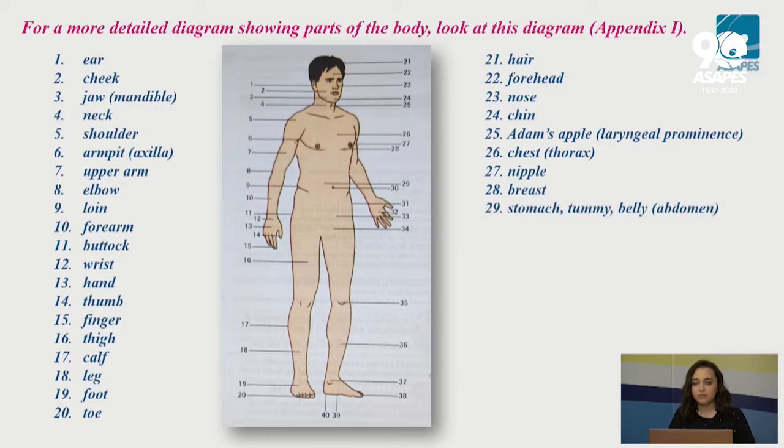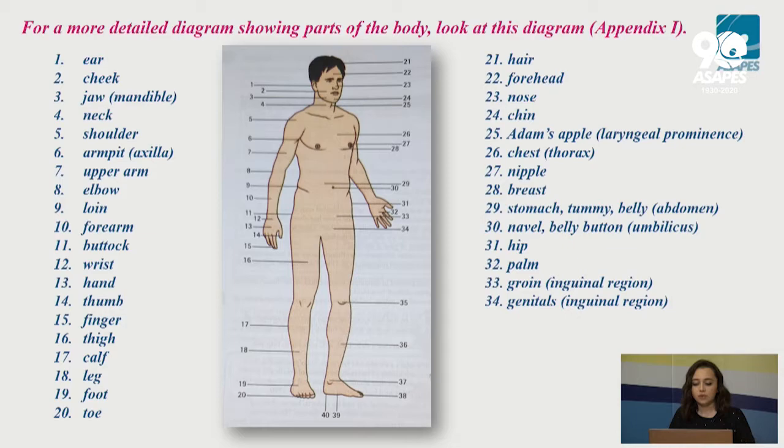breast, stomach, tummy or belly, navel, belly button, hip, palm, groin, genitals, knee, shin, ankle, big toe, sole, heel.